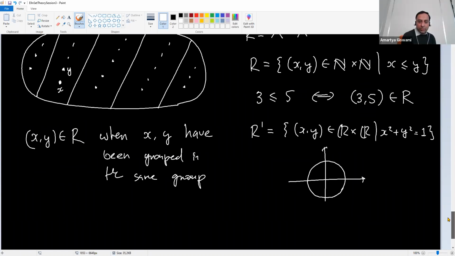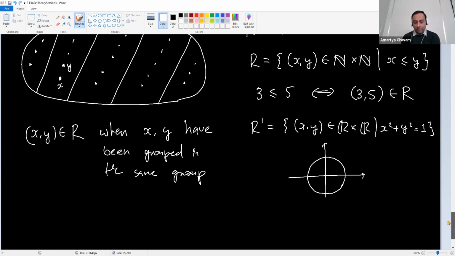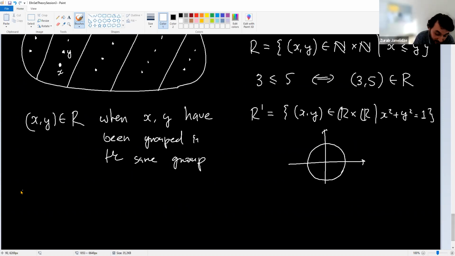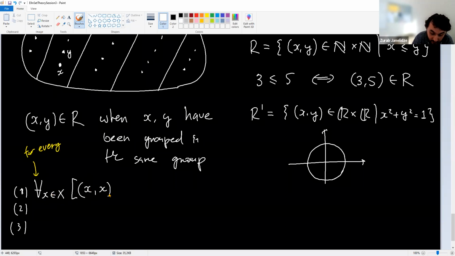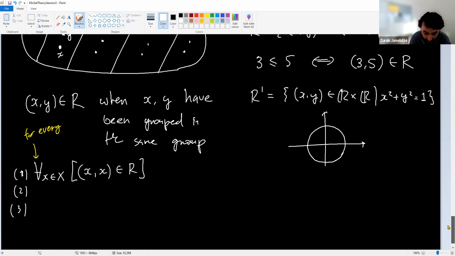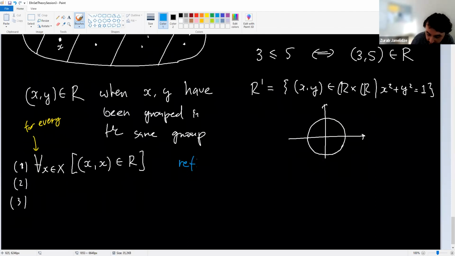Then we can ask, what kind of property should it satisfy? And it turns out that this relation has 3 very important properties. One is that for every X in the set, so this is just a symbol for every, this just means for every X that's an element of X, we have that X is related with itself. So in other words, of course, everything will belong to the same group as itself. This is obvious, huh? And this property is called reflexivity.